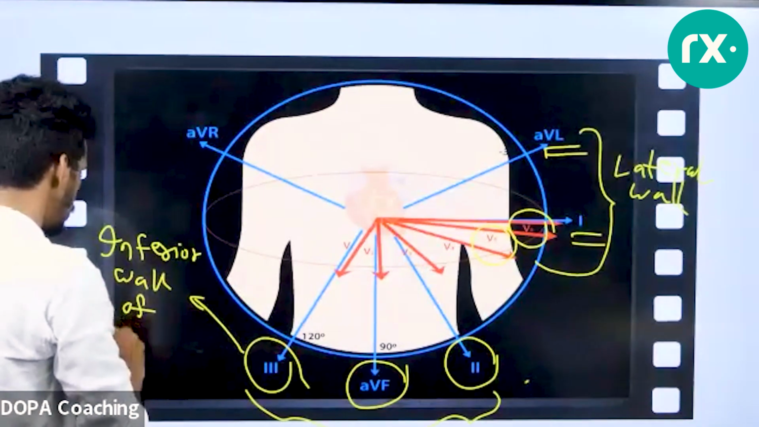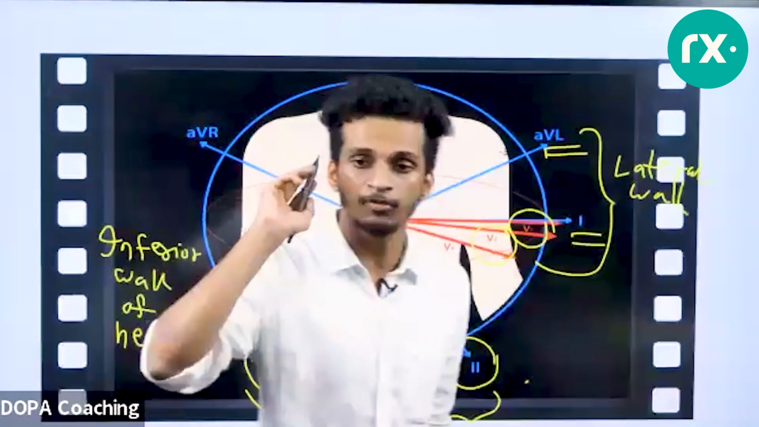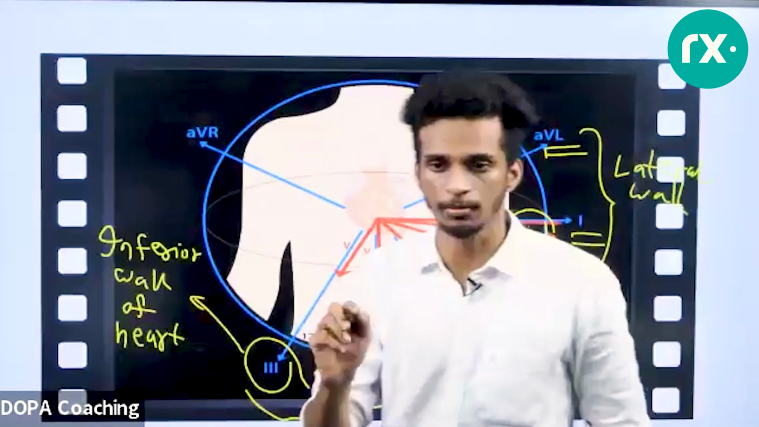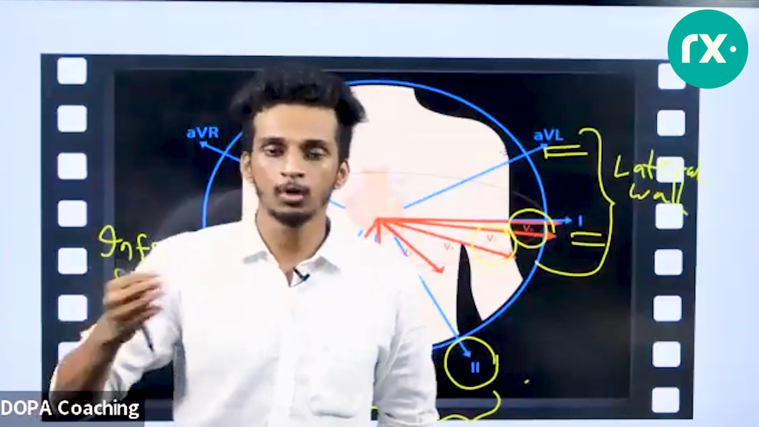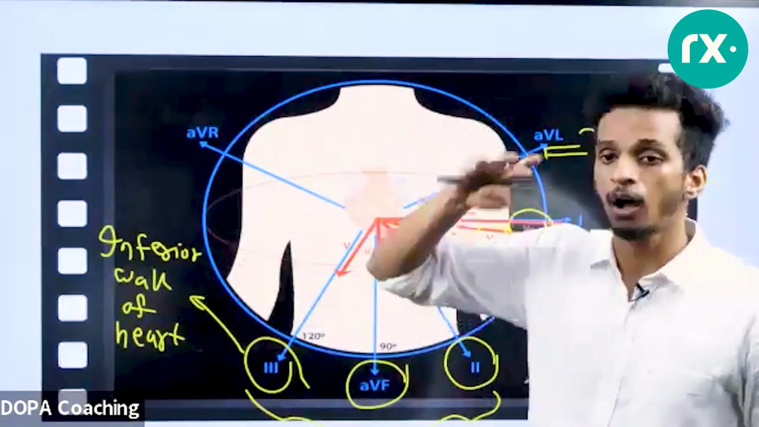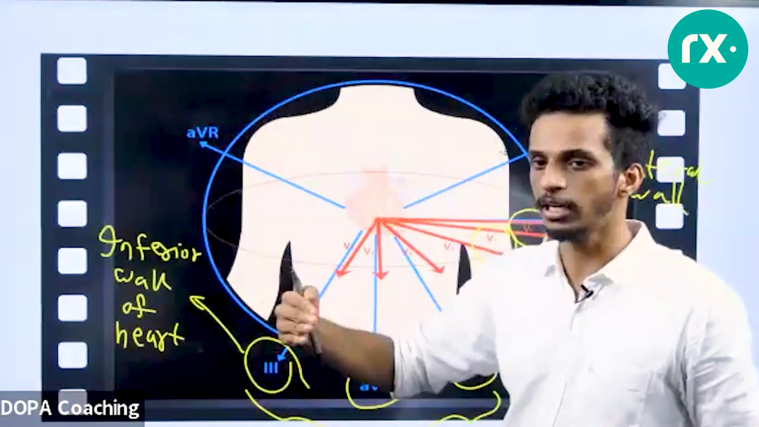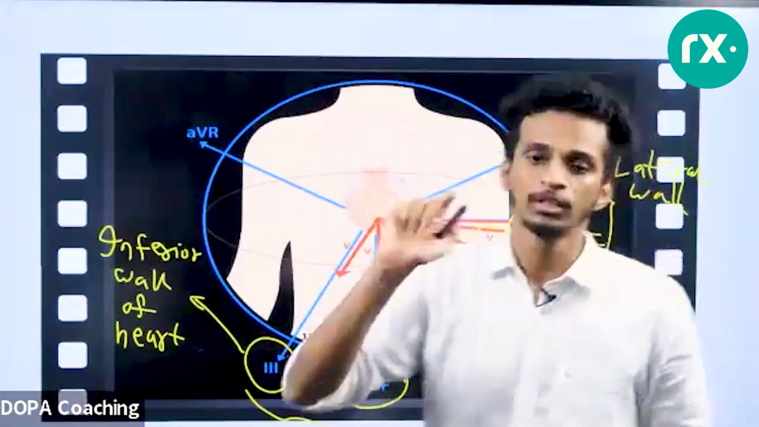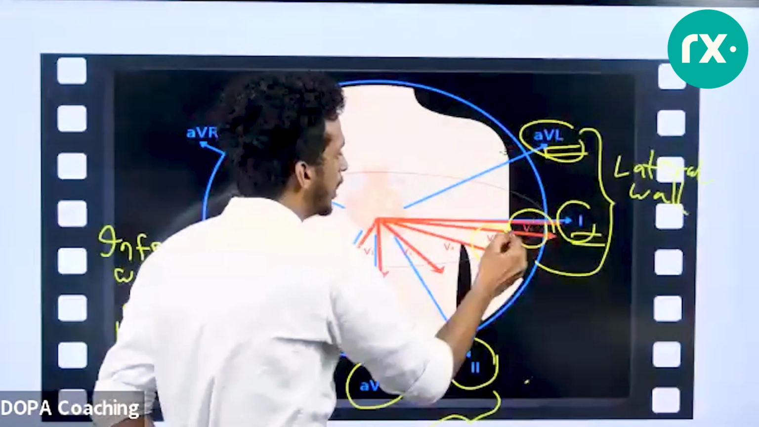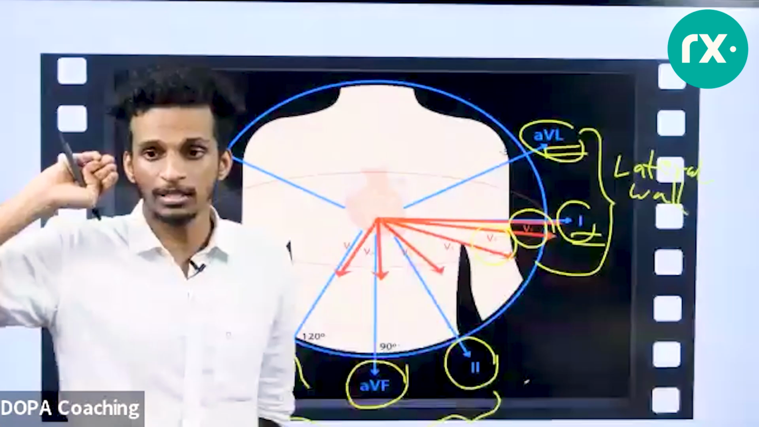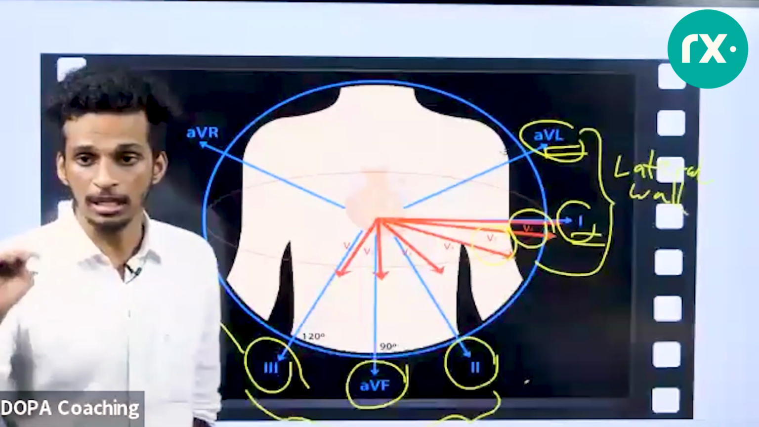Okay, so these are the basics, because you need to know which leads correspond to which walls. Only then can you diagnose an ischemia or an MI. Whenever you see an ECG, there is a way your eye should go. It's not like we read lead 1, then lead 2, then lead 3. I'll show you how to read. But you need to understand that lead 1, lead AVL, lead V5, and lead V6 represent the lateral wall of the heart. Lead 2, lead 3, and lead AVF represent the inferior wall of the heart.